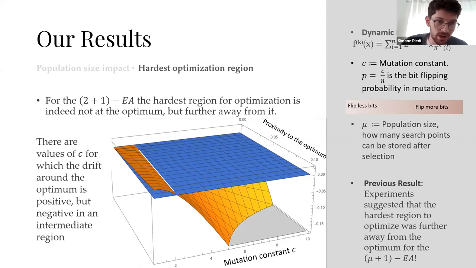So this in practice means that for some mutation constant, maybe from reading off the graph, I could say 2.3, the algorithm is fast close to the optimum. However, it is slow in an intermediate region around the optimum. So it will take exponential runtime if started in an intermediate region around the optimum. However, if started close enough to the optimum, it will take just quasilinear runtime.